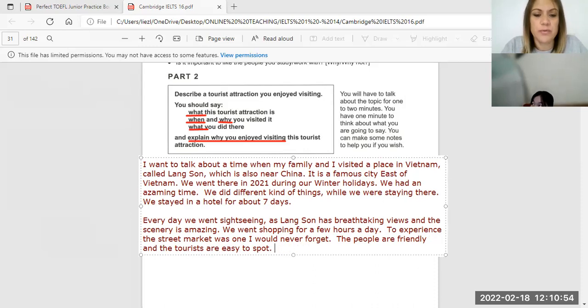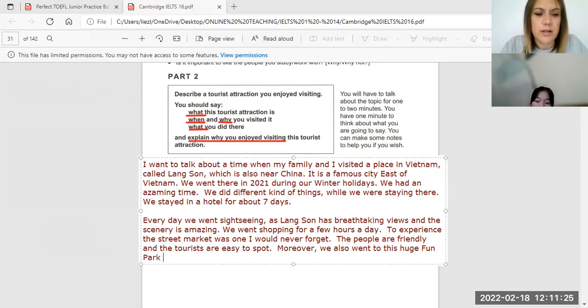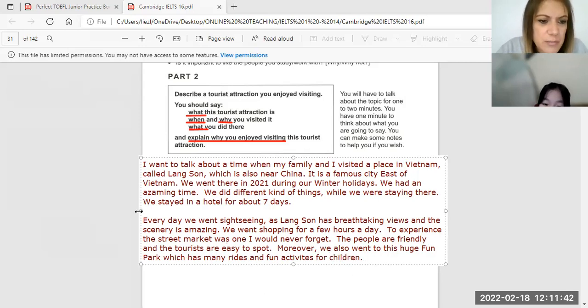Moreover, we also went to this huge fun park, which has many rides and fun activities for children. What park, where did you go for the rides? I don't know the name of the park.